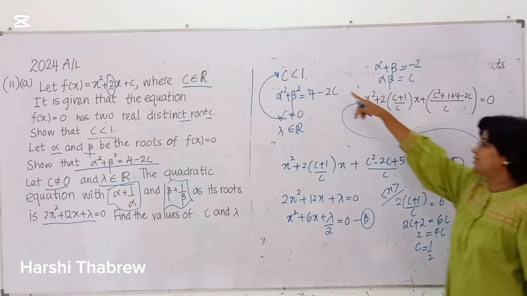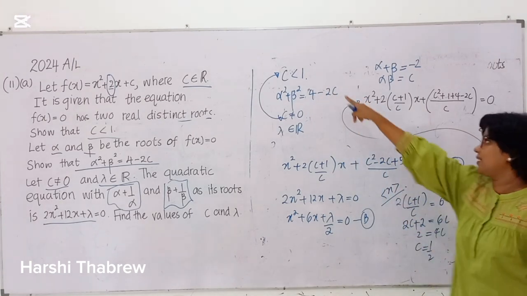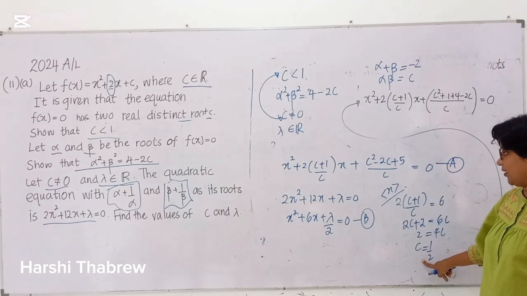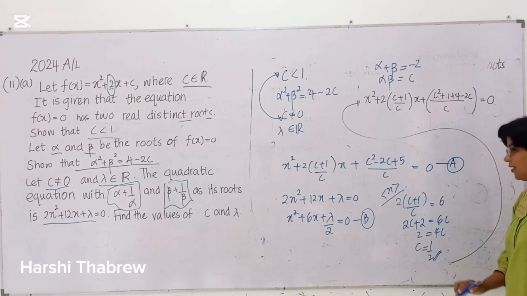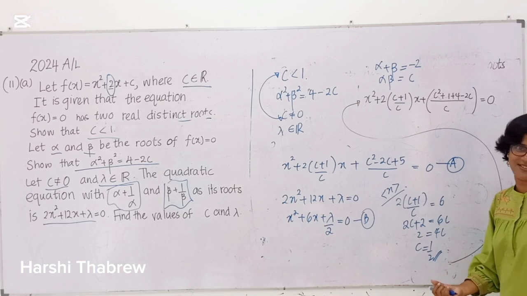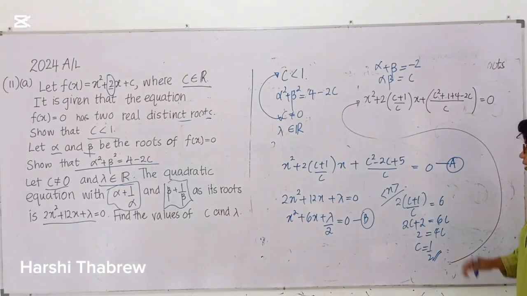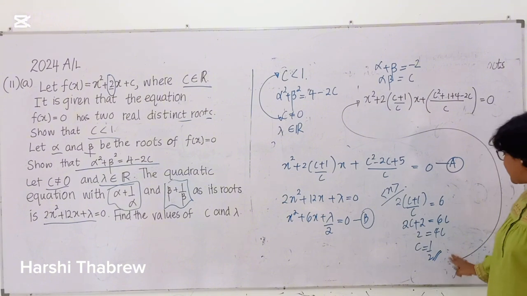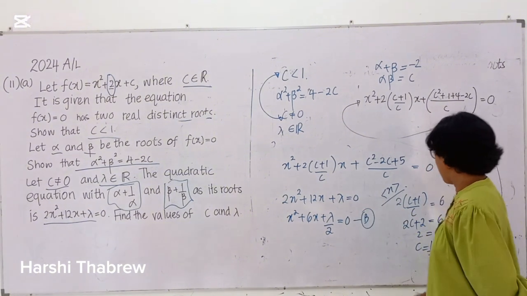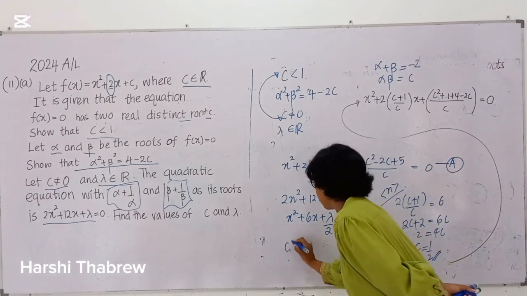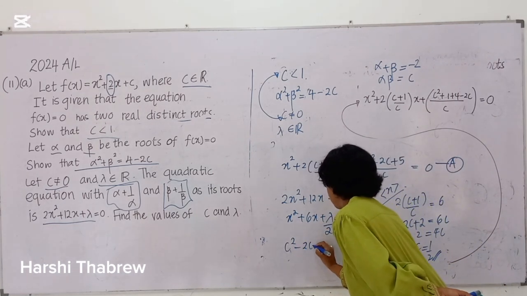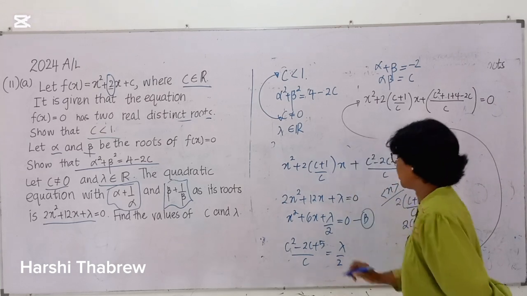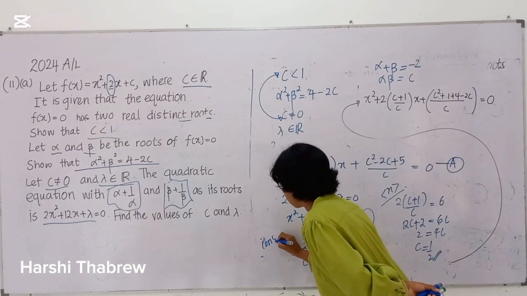Now when you compare this inequality and this one, both match each other, right? c equals half. We can accept this answer now. Okay, c equals half. Then you should move on to the next part to find lambda. We found c, then we should find lambda. So let's do it here. c squared minus 2c plus 5 over c equals lambda over 2, by equating constants.